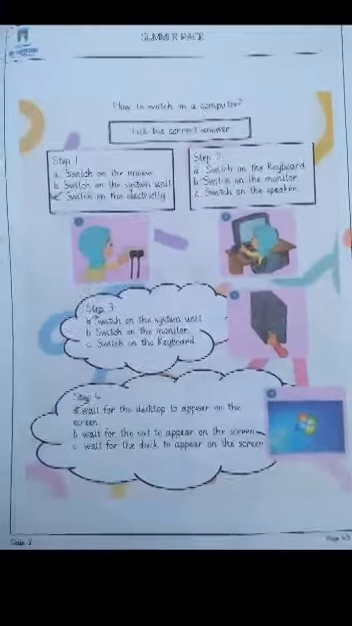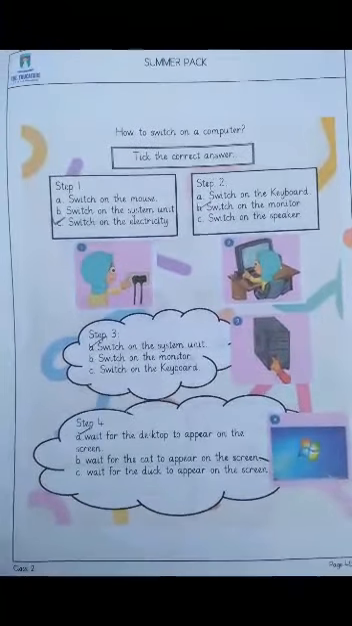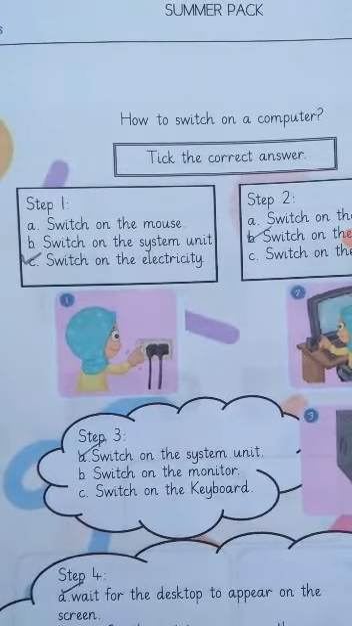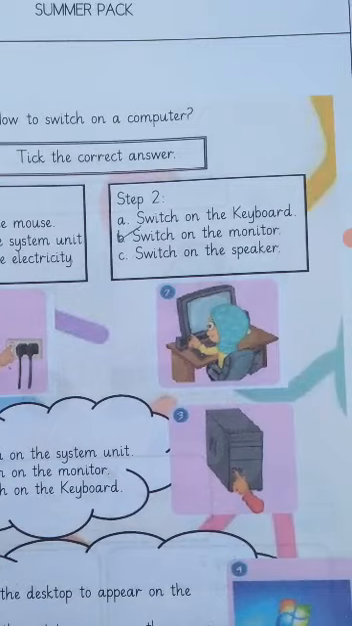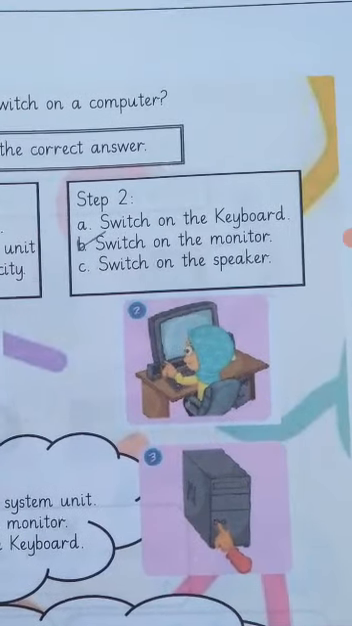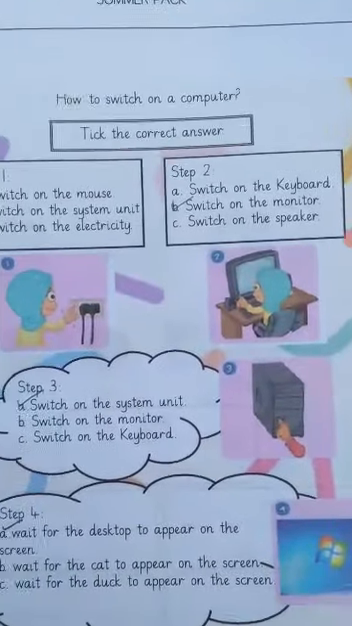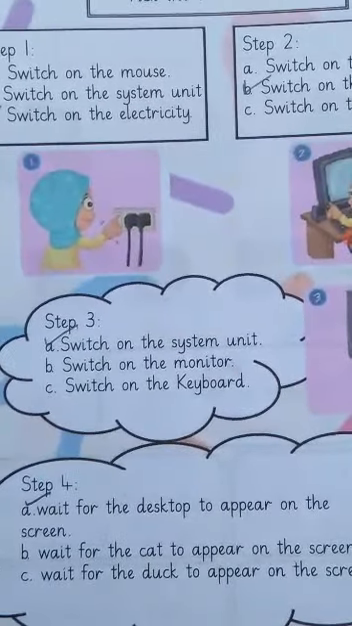Here another activity is about how to switch on a computer. Tick the correct answer. Step 1 is about switching on the electricity. Here we will tick C. And step 2 is switch on the monitor, so we will tick B. And in step 3, switch on the system unit, so we'll tick A.